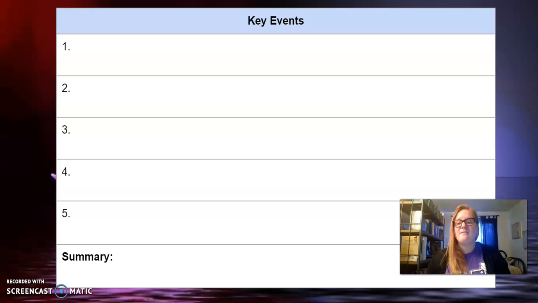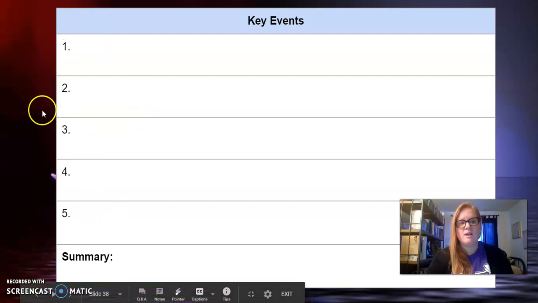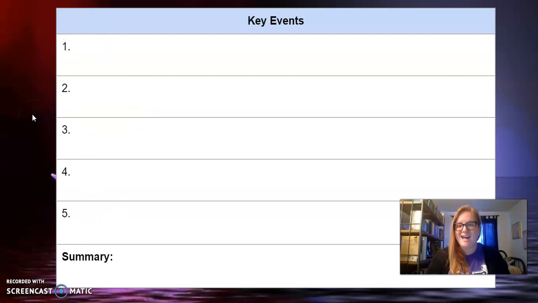So there are 5 key events, 5 important things that happen to Miguel and his family in this story. The order in which you put the events here are the order that they happened to Miguel, not the order that they're in the book. Oh my goodness. So if you guys need to pause and really think about this, then do that.